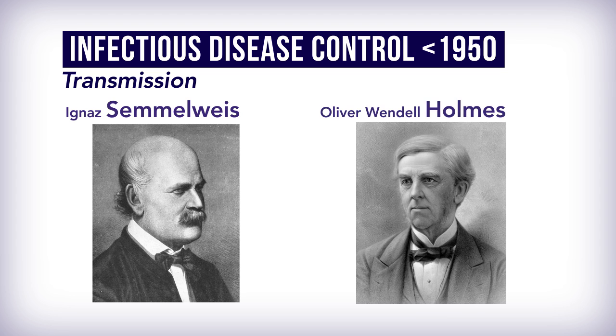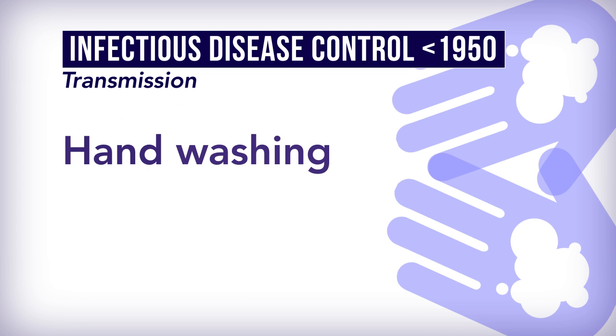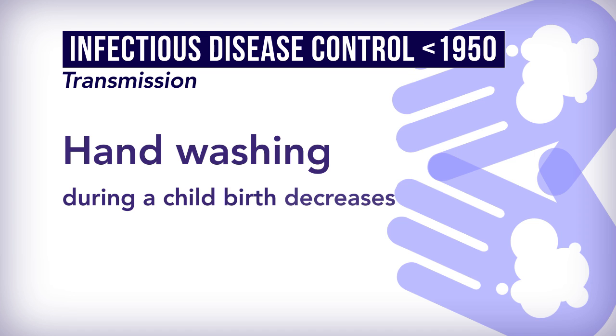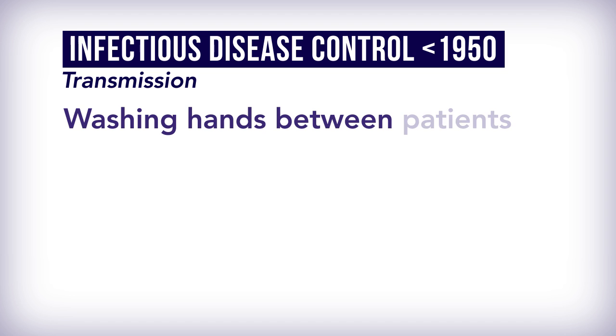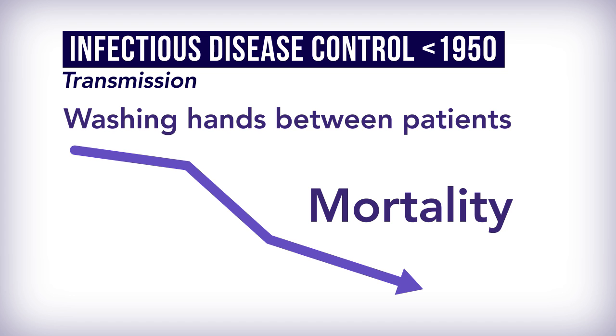Semmelweis and Holmes, two researchers, independently found that simple hand washing during the time of childbirth could decrease puerperal fever, or what's called puerperal sepsis, which is a very nasty infection that can kill a mother and a child very quickly right around the time of childbirth. Doctors and nurses washing hands in between treating each of these patients substantially reduced mortality.